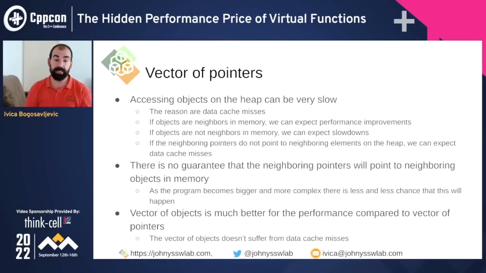So if you look at it like that, a vector of objects is much better for performance compared to a vector of pointers, because a vector of objects doesn't suffer from data cache misses. When you're iterating over a vector of objects, you're iterating over neighboring memory addresses, and this is good for performance. Now, the problem with a vector of objects is that it does not allow polymorphism and virtual functions.